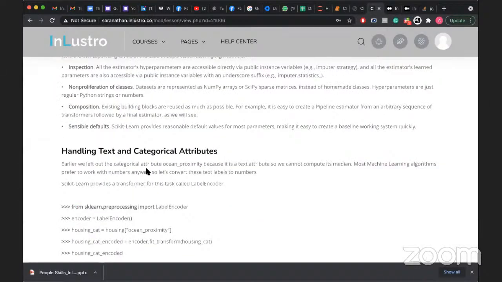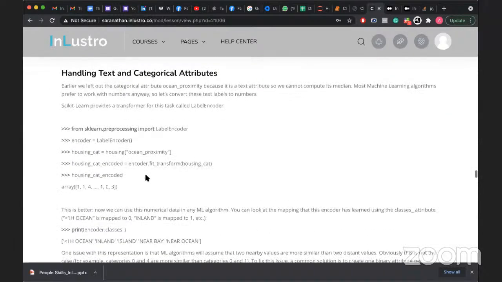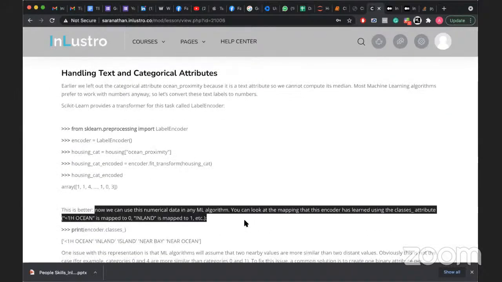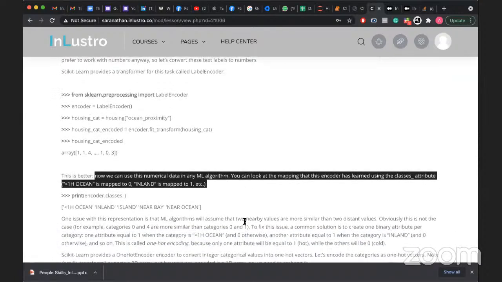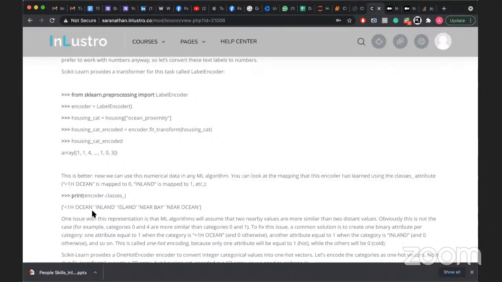Good. So what happens here essentially? It converts. So this is better. We can use the numerical array in any ML algorithm. You can look at the mapping that the encoder has learned using the classes_ attribute. So if you print encoder.classes_, you'll be able to see the mapping, right? You can see less than 1 hour ocean is 0, island is 1, and so on and so forth.